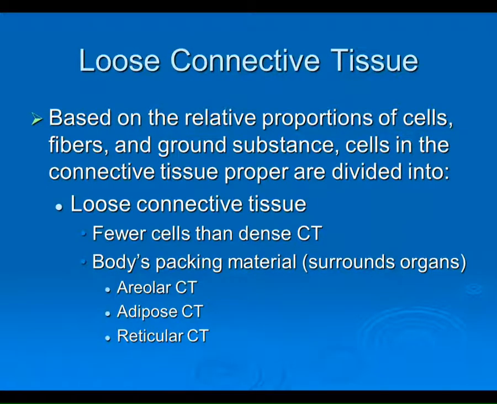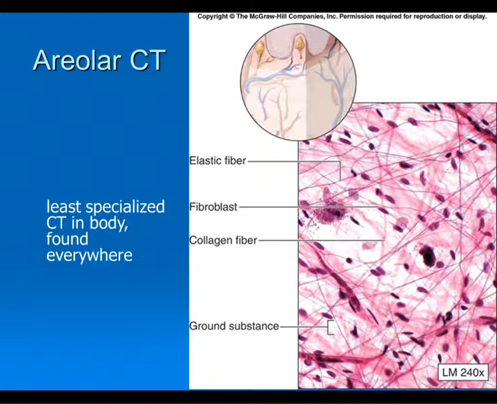So again, under loose connective tissues, the only 2 you need to know are areolar and adipose. Loosely packed, right? There's just not a lot of stuff here. It's very diffuse. When we say loose connective tissue, we're talking about a looser arrangement of cells, a looser arrangement of the fibers.